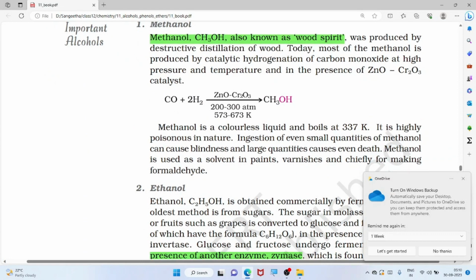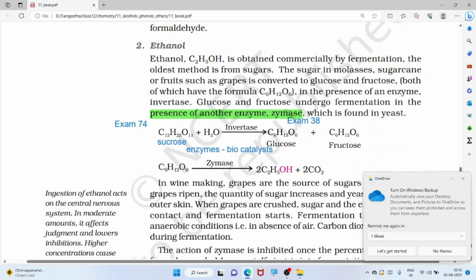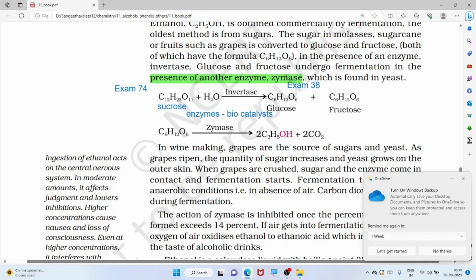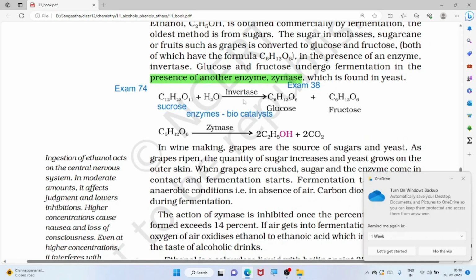Methanol is also known as wood spirit. This is how ethanol is prepared. Here we are using enzymes that are biocatalysts. Enzymes are called biocatalysts: invertase, zymase. We are using these enzymes in this process. This is how ethanol is prepared from sucrose using the biocatalysts, that is enzymes.